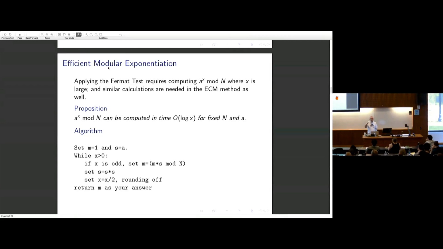So we keep a running accumulation of, we square a, and then we square that again, and then we square that again, and so we get a squared, and then a to the 4th, and then a to the 16th, and then a to the 32nd, and so forth. And we know that x, the exponent, can be written as a linear combination of these powers of 2. It's basically the base 2 expansion of x. And so we can combine these repeated squarings of a to get a to the x. And this is an efficient way to do it.